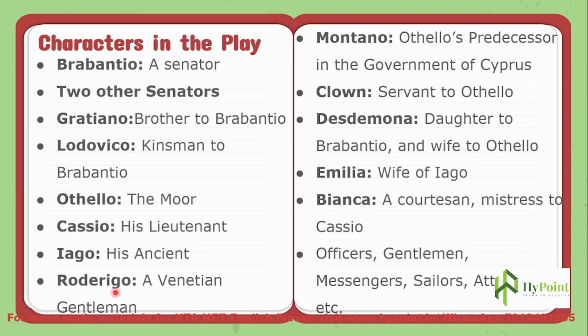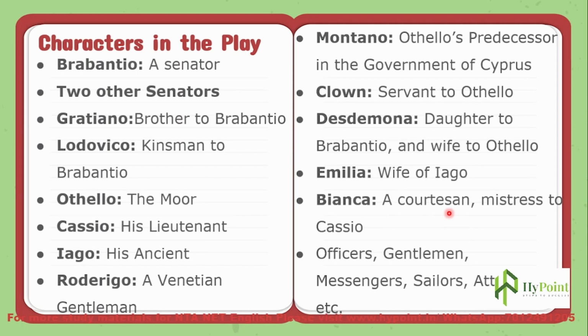Then Rodrigo is a Venetian gentleman. Montano is Othello's predecessor in the government of Cyprus. Then there is a clown, a servant to Othello. Then Desdemona is daughter to Brabantio, and she was in love with Othello, and later she elopes with Othello and gets married in secret, and now when the story opens, we can see she is wife to Othello. Then Emilia is also another villainous character, but she turns good towards the end of the play. Emilia is wife of Iago. Then Bianca is a courtesan and also mistress to Cassio.